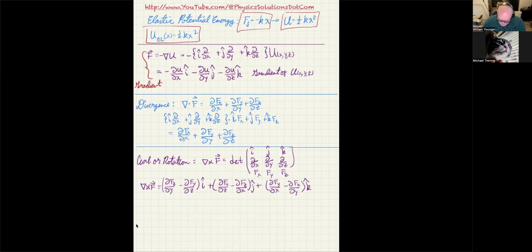Hopefully that helps you. Now you know how to calculate the gradient of something. Now you know how to calculate the divergence of something. And now you know how to calculate the curl of something.